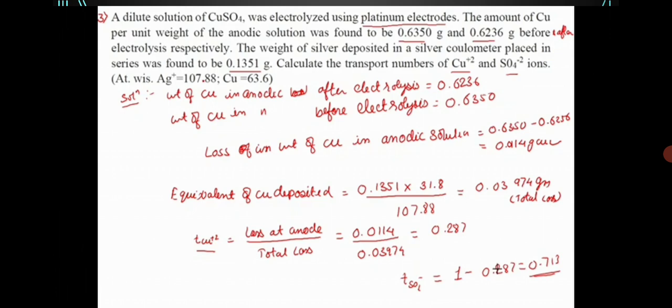Solution. Weight of copper in the anodic solution after electrolysis is 0.6236. Weight of copper before electrolysis is 0.6350. Loss of copper in the anodic solution is 0.6350 minus 0.6236, which is equal to 0.0114 gram. Equivalent of copper deposited is equal to 0.1351 into 31.8 divided by 107.88, which is equal to 0.03974 gram. Transport number of copper plus 2 is the loss at the anode divided by the total deposit, 0.0114 divided by 0.03974, which is equal to 0.287. Transport number of sulfate is equal to 1 minus 0.287, which is 0.713.